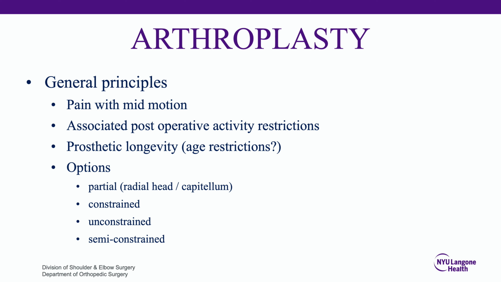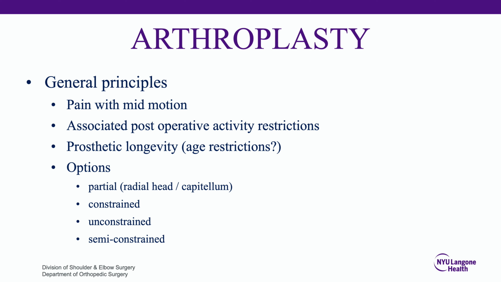This becomes more of an issue actually for older patients that have to use the arm for various weight bearing for ambulation, whether they're using a cane or a walker. That becomes more of a problem. So you have to appropriately counsel the patient. We also don't know how long these prostheses last, so that is a sort of a restriction in terms of putting them in patients that are too young.